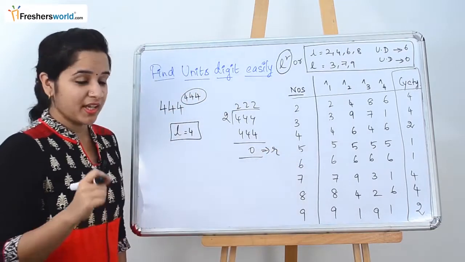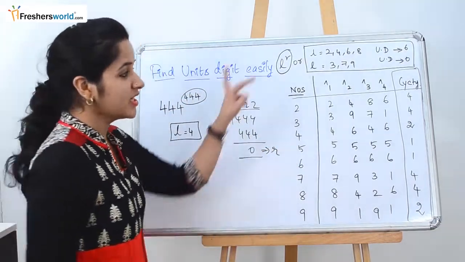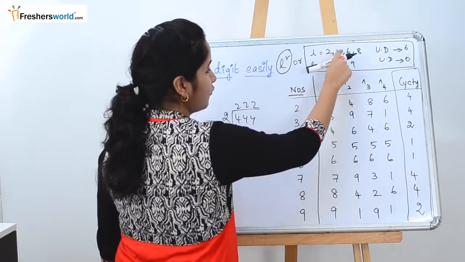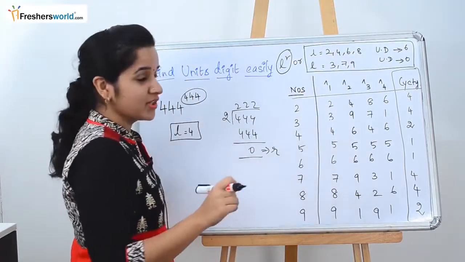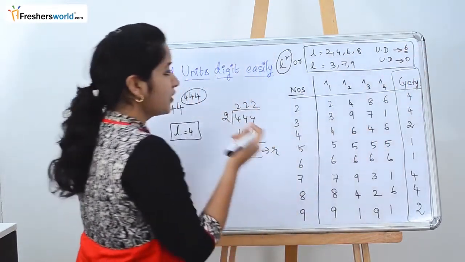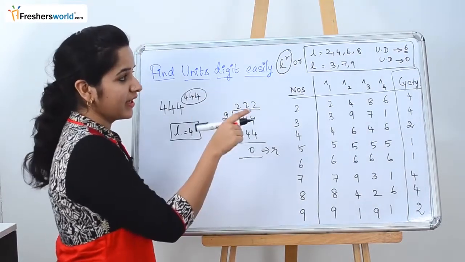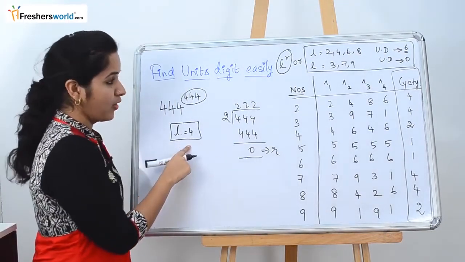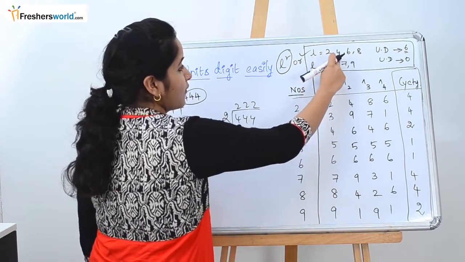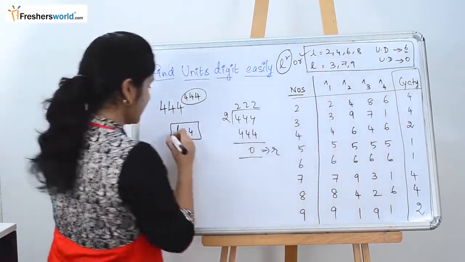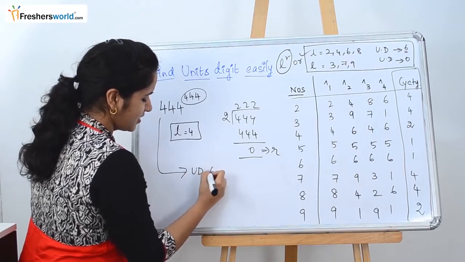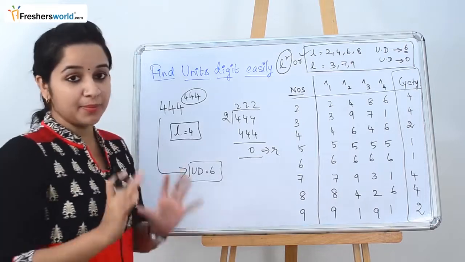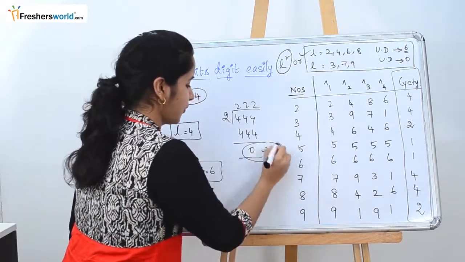So what do we do when the remainder is 0? Then come these two steps. If your remainder is 0 and your L value is 2, 4, 6 or 8, then your units digit will always end in 6. If your last digit is 3, 7 or 9, then your units digit is 0. Here the L value is 4, so it comes into the first category. So L is equal to 4, then the units digit is 6. Directly you can write that the units digit is 6 instead of solving anything. This is a very simple way of solving the sum. This applies only when your remainder is 0.